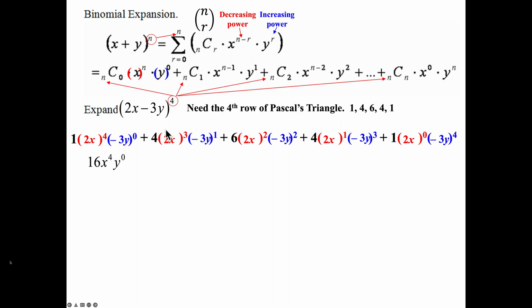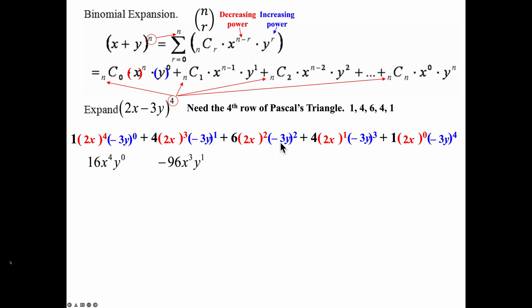All right, next we're going to have 4 times 2 to the 3rd. 2 to the 3rd is 8. 8 times 4 is 32. 32 times negative 3 to the 1st is just negative 3. That's negative 96 x^3 y^1. Then plus, let's see, 2 squared is 4. Negative 3 squared is 9, so 6 times 4 times 9.